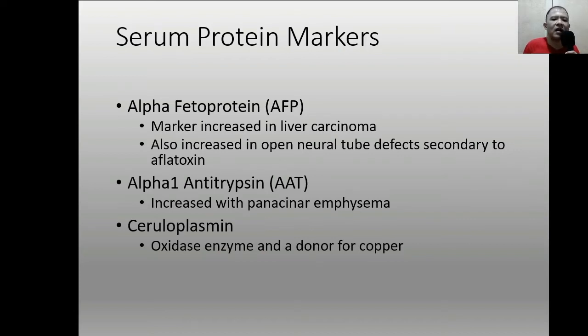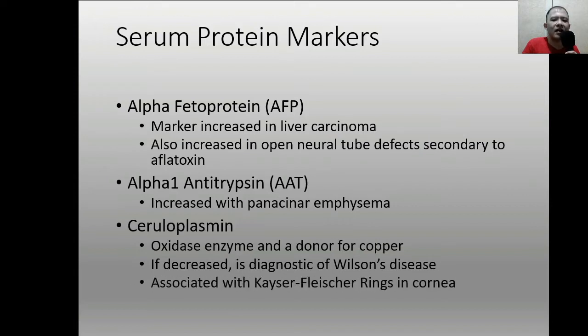Ceruloplasmin is decreased in a condition called Wilson's disease, which is an increase in the copper levels in the blood, leading to Kayser-Fleischer rings.